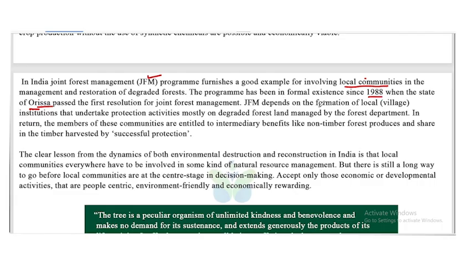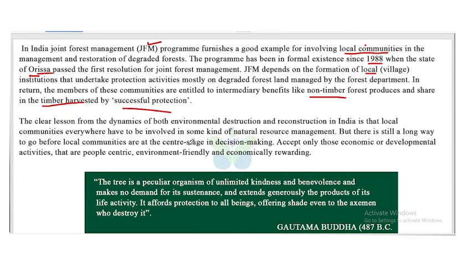Joint forest management depends on the formation of local, that is village, institutions that undertake protection activities mostly on degraded forest land managed by the forest department. In return, the members of the communities are entitled to intermediary benefits like non-timber forest produce and a share in the timber harvested by successful protection.